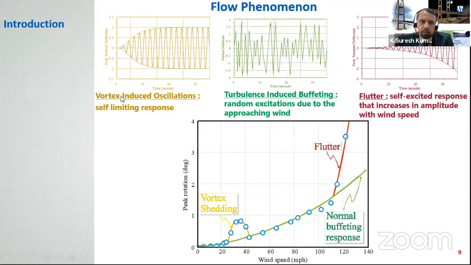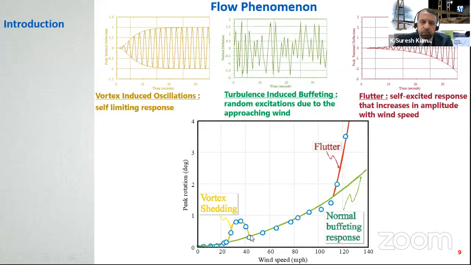You can also look at the vortex-induced oscillations, which is a self-limiting response where at a particular frequency, the bridge is getting excited. And typically this happens at low velocities. That is one of the major concerns, because low velocity can occur all the time. And if such deflections are going to happen, definitely fatigue issues, compression issues can happen.